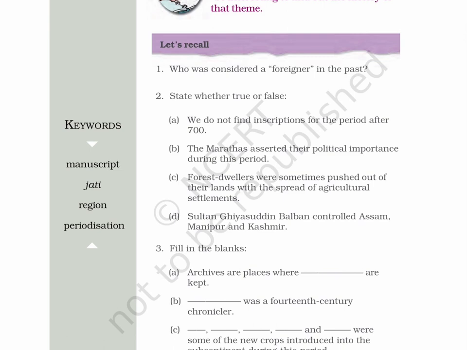2. State whether true or false. A. We do not find inscriptions for the period after 700. B. The Marathas asserted their political importance during this period. C. Forest dwellers were sometimes pushed out of their lands with the spread of agricultural settlements. D. Sultan Ghayasuddin Balban controlled Assam, Manipur, and Kashmir.